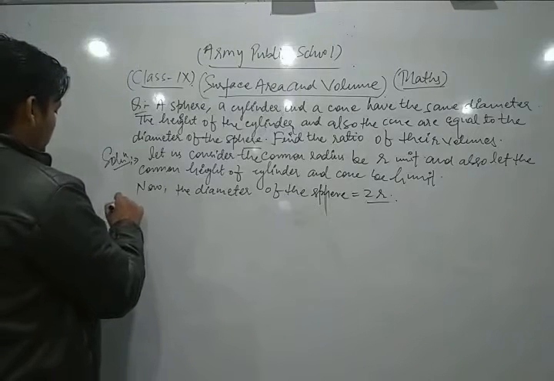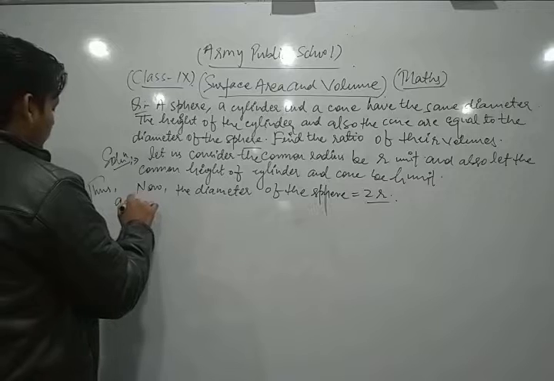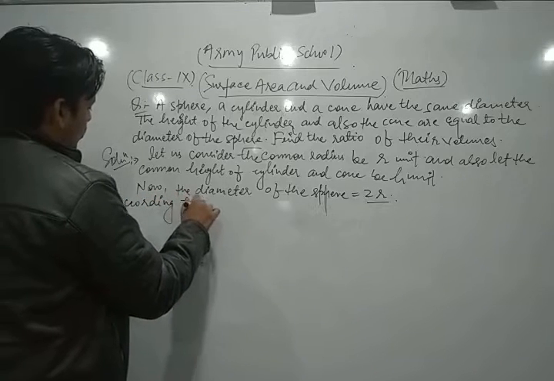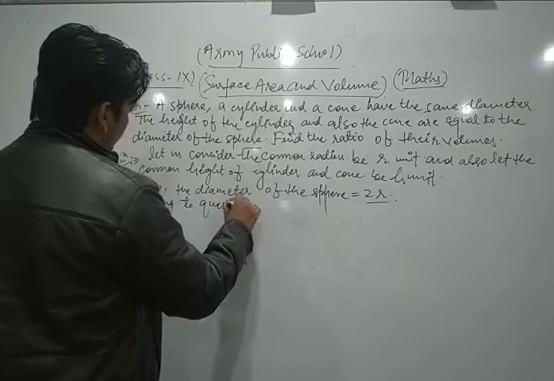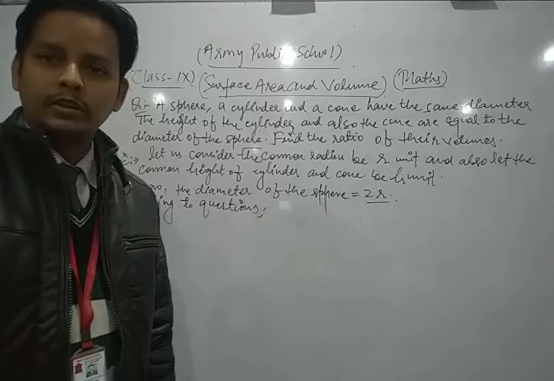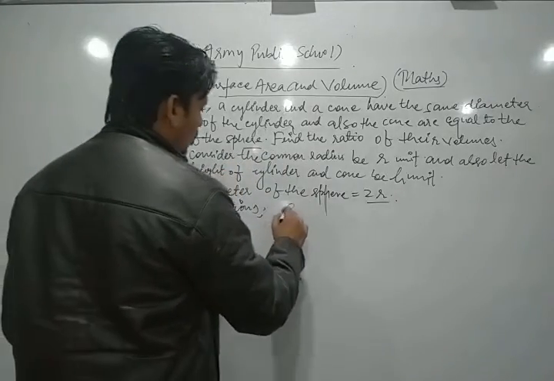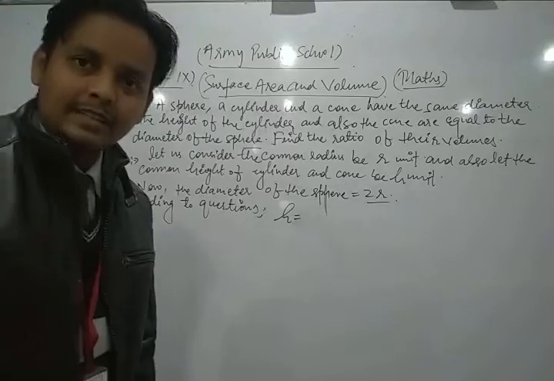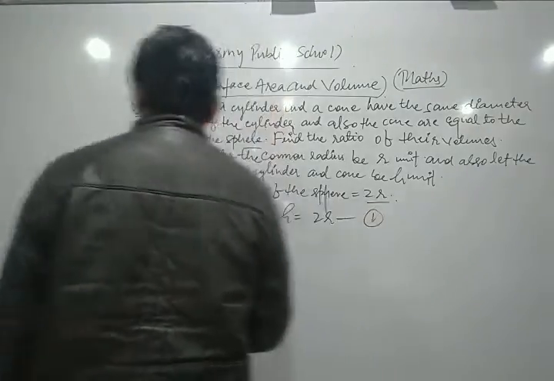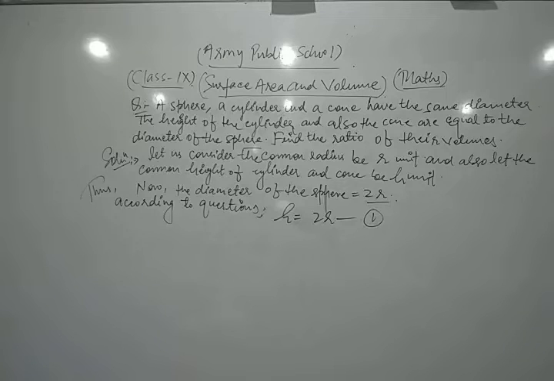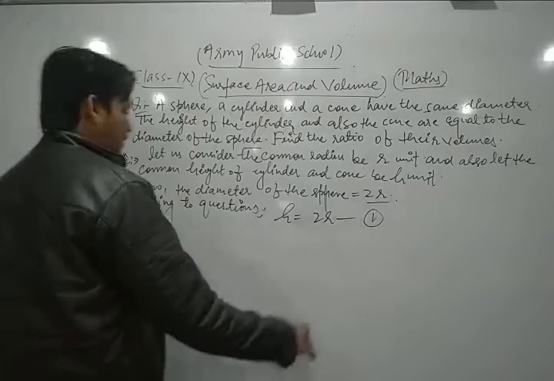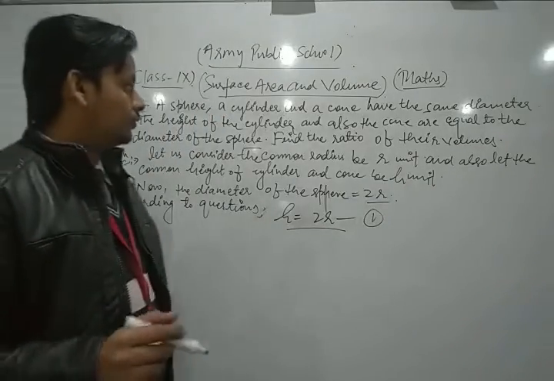Now, according to the question, the height is also equal to the diameter of the sphere, meaning the common height of the cone and cylinder is the same as the diameter of the sphere. Now we find the ratio of their volumes.